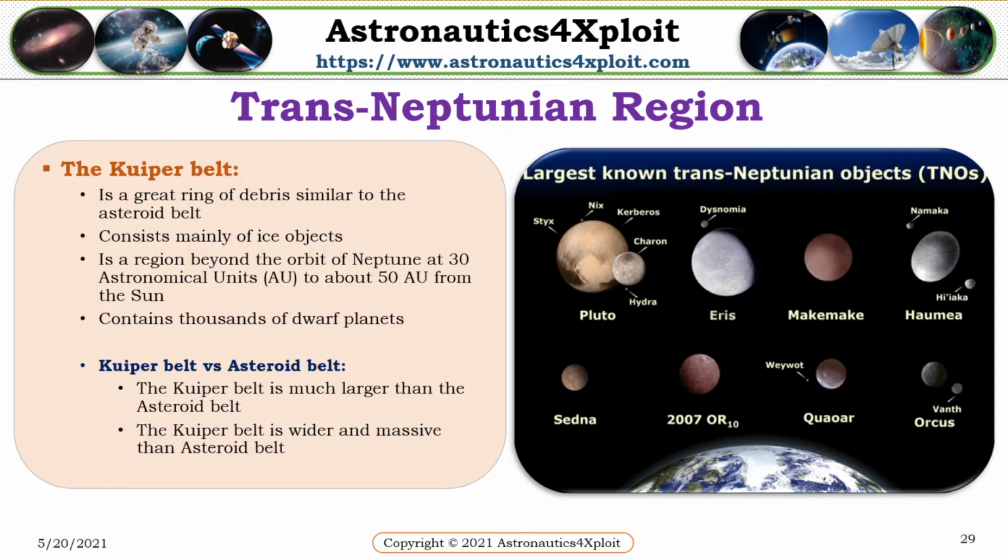The Kuiper belt. The Kuiper belt is a great ring of debris similar to the asteroid belt. It consists mainly of icy objects. It's a region beyond the orbit of Neptune at 30 astronomical units to about 50 AU from the Sun. It contains thousands of dwarf planets. The Kuiper belt is much larger than the asteroid belt. It is wider and more massive than the asteroid belt. The picture to the right shows the largest known trans-Neptunian objects.